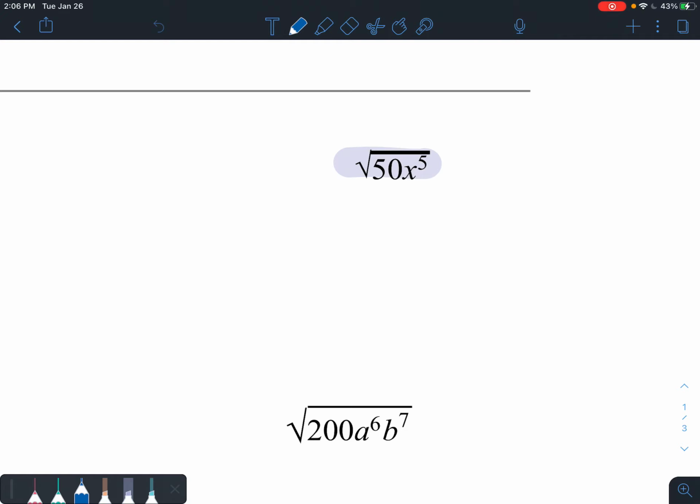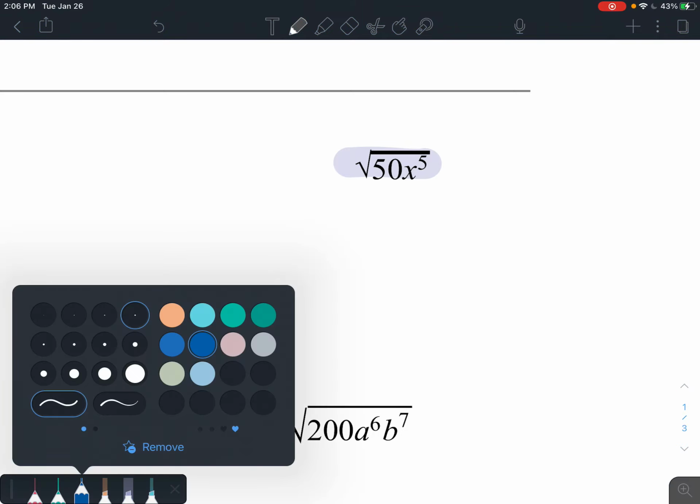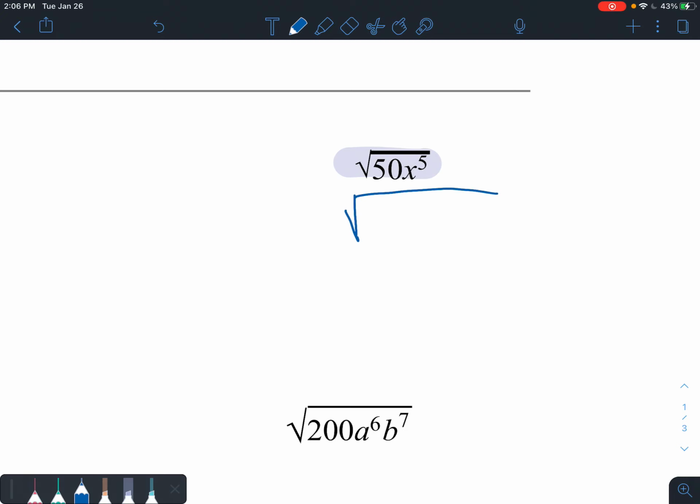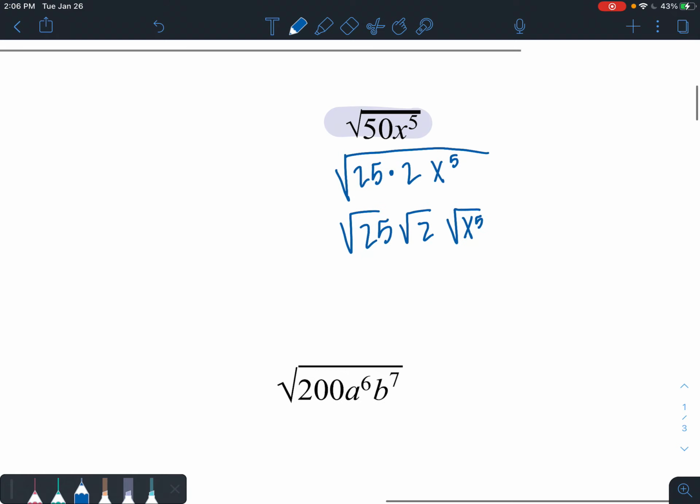So if you remember back, we take the square root by splitting it into two roots, a perfect square, and what's left over. So 50, perfect square that divides 50 is 25, and 25 times 2 is 50. And so we can split this into the square root of 25 times the square root of 2 times the square root of x to the 5th. Square root of 25 is 5.